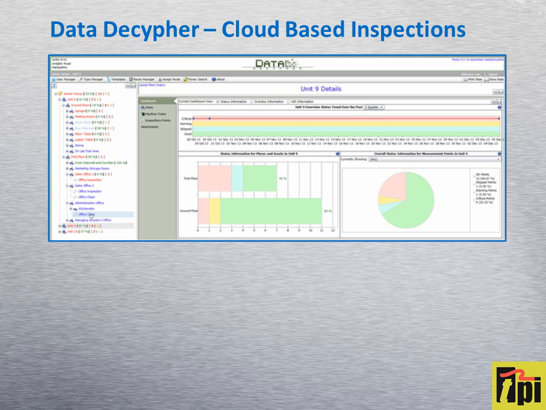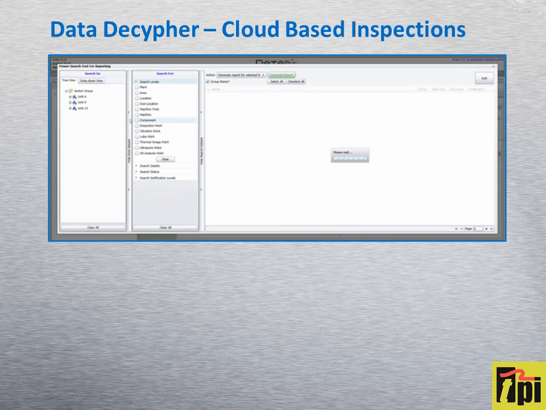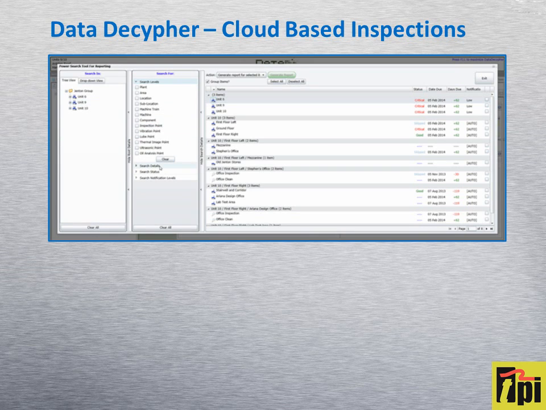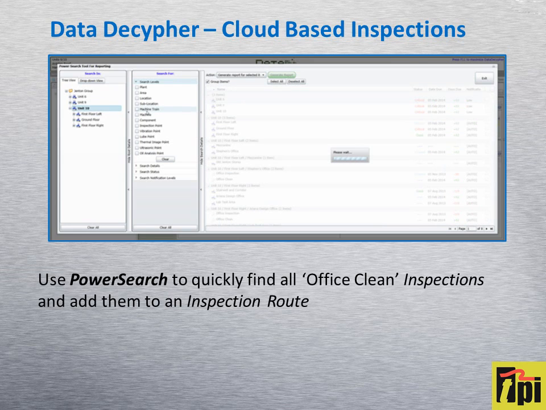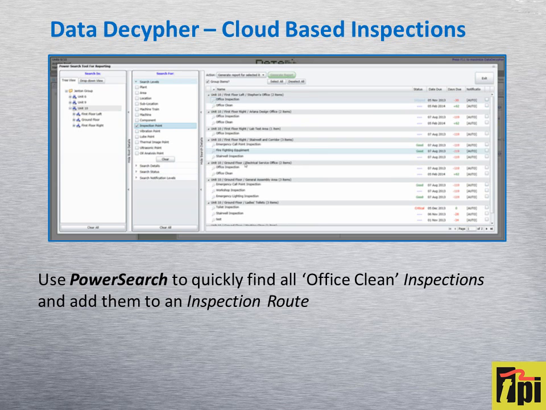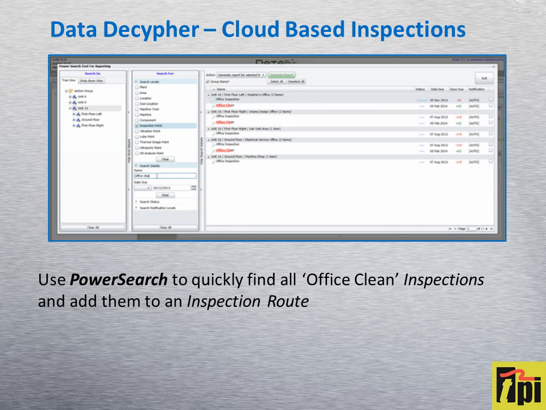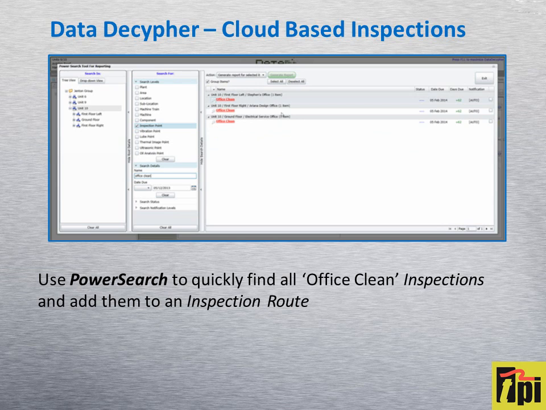I'm now going to use the power search to add this inspection and the locations that are to be inspected to a route so that it can be downloaded to an operator who can then go out and perform these inspections at the locations that I've specified. So here we are now looking for locations that we wish to be added to our route, and we're setting them up, and we're going to add them into a route which we're now going to give a name, and this is going to be our Office Clean inspection route.